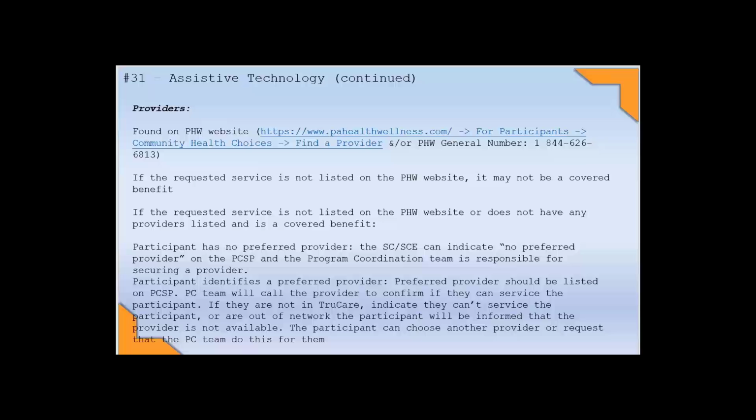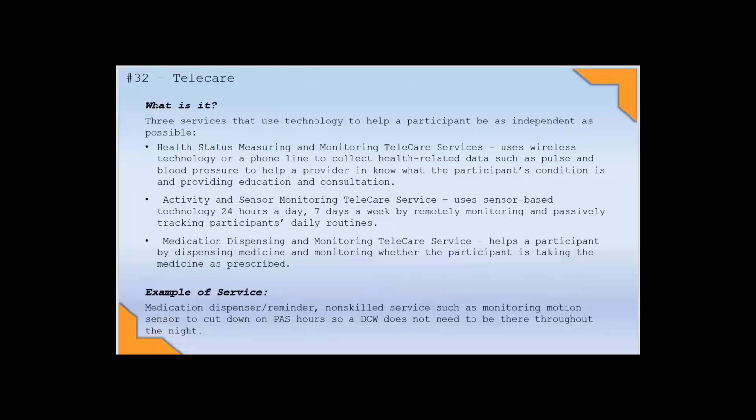Some information on providers and just this kind of same blurb here again about if the participant has a preferred provider and if they don't have a preferred provider. Our last service, number 32, telecare. These services use technology to help a participant be as independent as possible. So 3 different categories here: health status measuring and monitoring, activity and sensor monitoring telecare, and medication dispensing and monitoring.